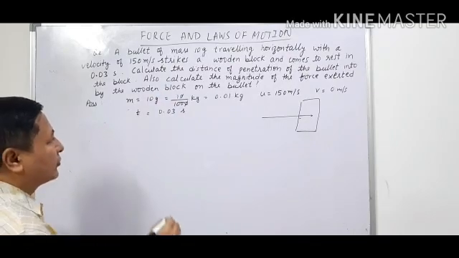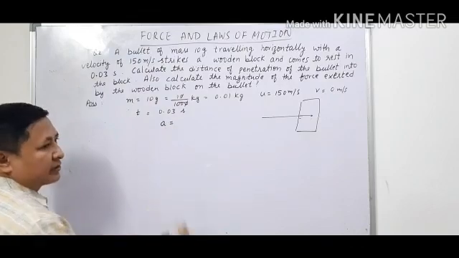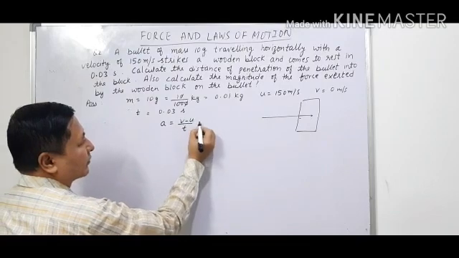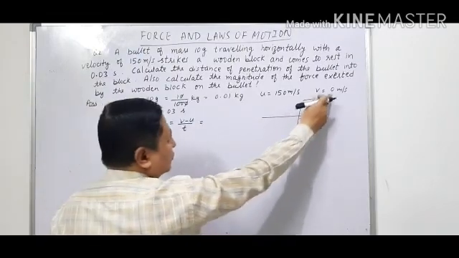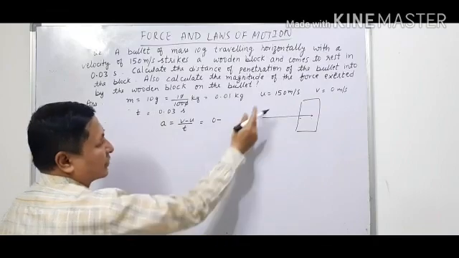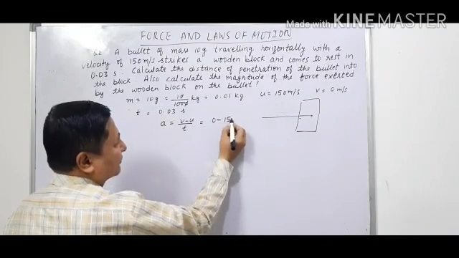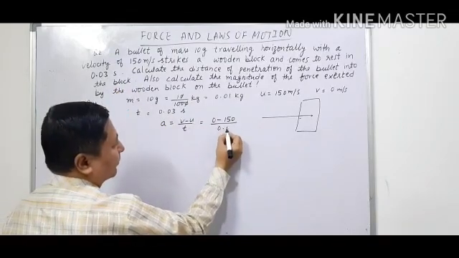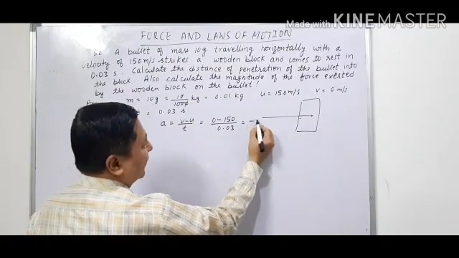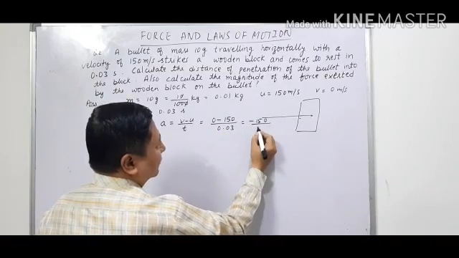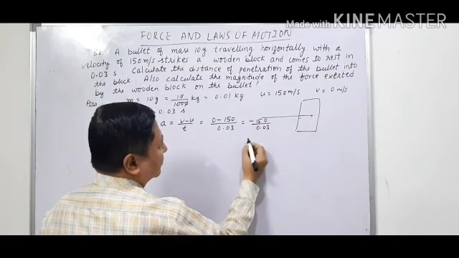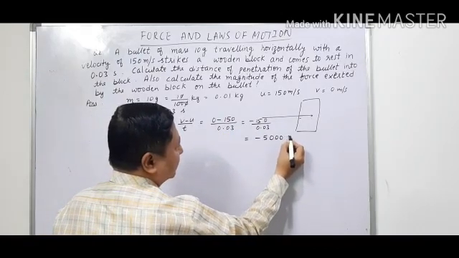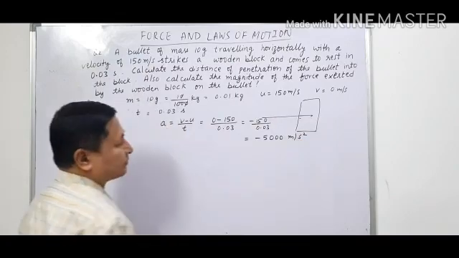Now first we have to calculate the distance of penetration of the bullet. Before that, we have to find the acceleration of the bullet. That is given by the formula v minus u upon t. v is 0, minus u is 150, upon time 0.03 second. So that will be equal to minus 150 upon 0.03. Let us solve this, this will become minus 5000 meter per second square.